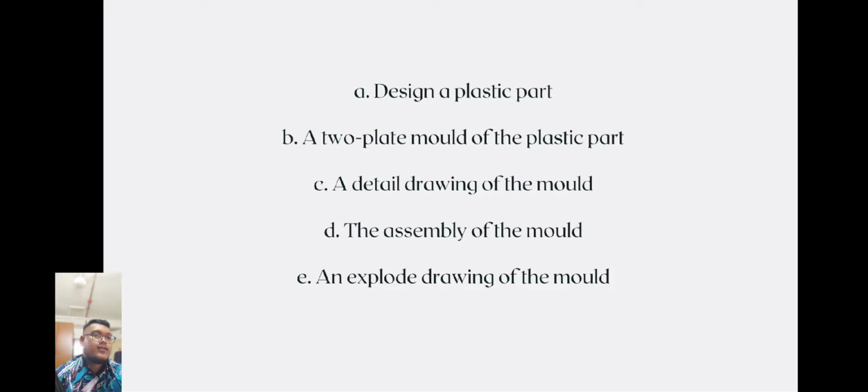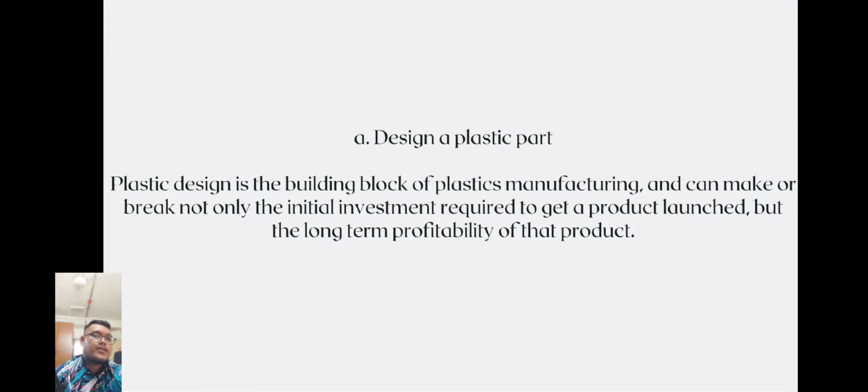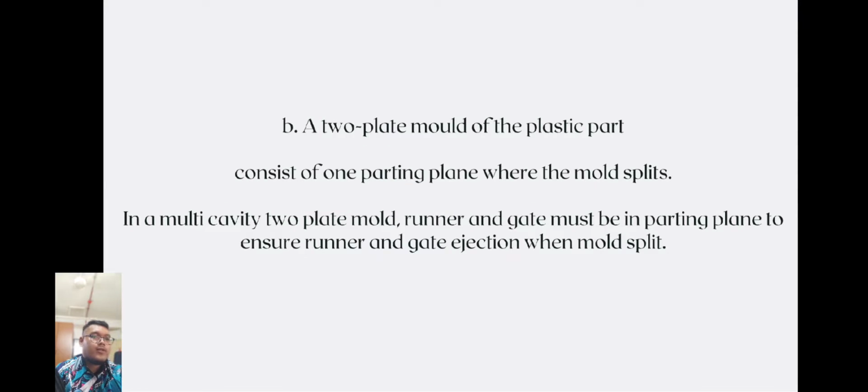So for A, design a plastic part. A plastic design is the building block of plastic manufacturing and can make or break not only the initial investment required to get a product launched, but the long-term profitability of that product. B is a two-plate mold of the plastic part. It consists of one parting plane where the mold splits. In a multi-cavity, two-plate mold, the runner and gate must be in the parting plane to ensure runner and gate ejection when the mold splits.